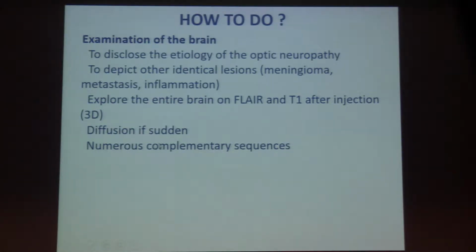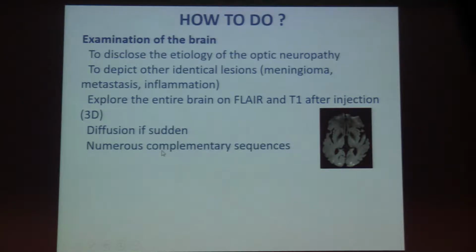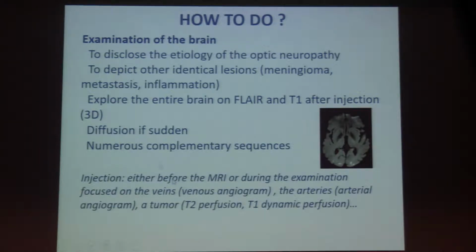Of course, depending on the clinical onset, you add other sequences such as diffusion, such as MRA. It depends on the clinical onset. For example, this is a sudden bilateral acute visual loss, and in fact it's due to infarct in both cortical areas. And when you inject the patient, think of using the contrast media.